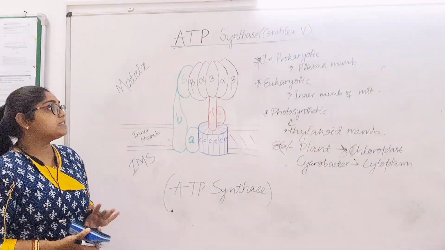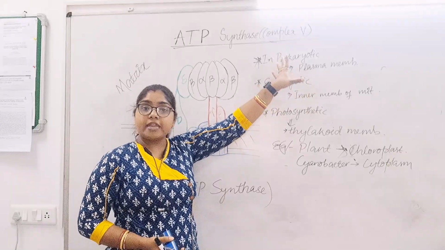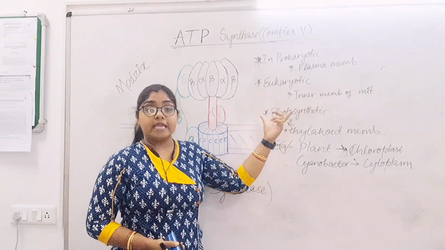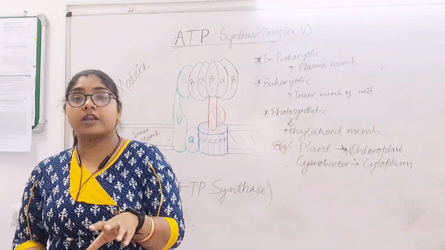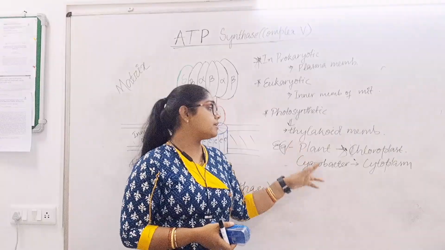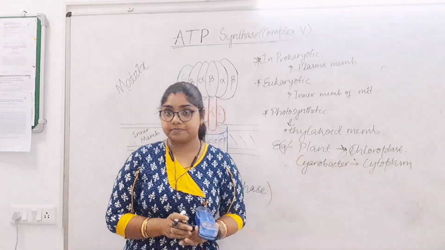ATP synthase is present across the plasma membrane in prokaryotes. In eukaryotes, it is present in the inner membrane of mitochondria. Specifically in photosynthetic organisms, it is present across the thylakoid membrane. As an example, in plants it is present in the chloroplast, and in cyanobacteria it is in the cytoplasm.